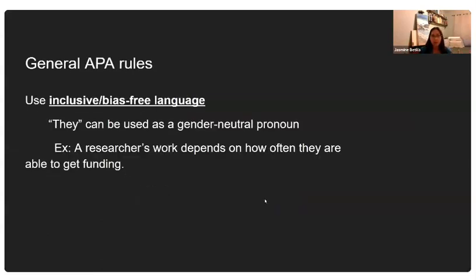Some other general APA rules include the effort to use inclusive or bias-free language. So this actually includes using they as a singular, not plural, pronoun, and you can use it as a gender-neutral pronoun. So for example, a researcher's work depends on how often they are able to get funding. In the past, you may have seen a researcher's work depends on how often he or she is able to get funding. So now you can just use this bias-free language.